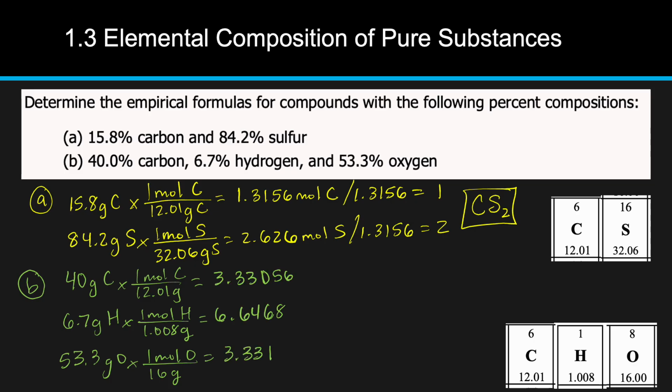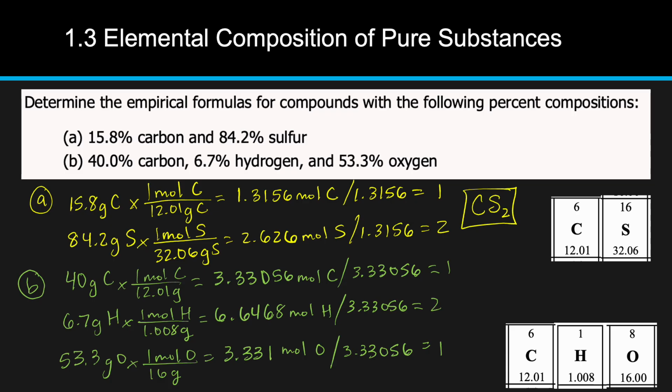So now that we have our moles of each of our elements, we can go ahead and divide by the smallest one. In this case, it's both carbon and oxygen with 3.33056, which is going to give us 1, 2, and 1. And because they're already whole numbers, we can go ahead and just assign them. We have 1 carbon, we have 2 hydrogens, and then we have 1 oxygen.